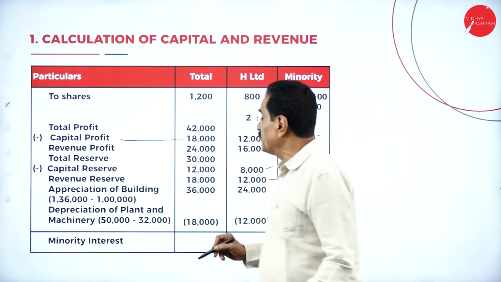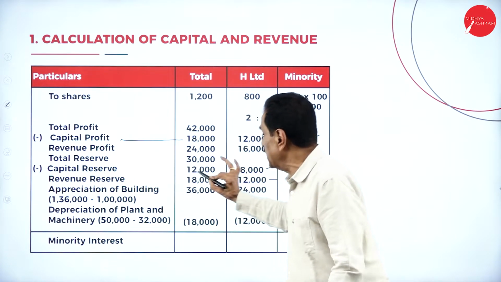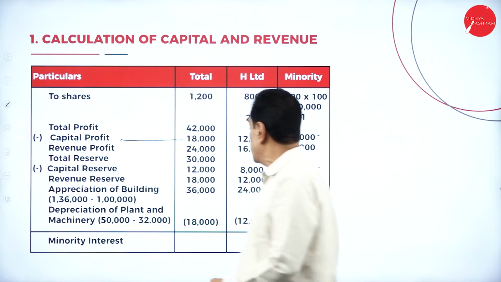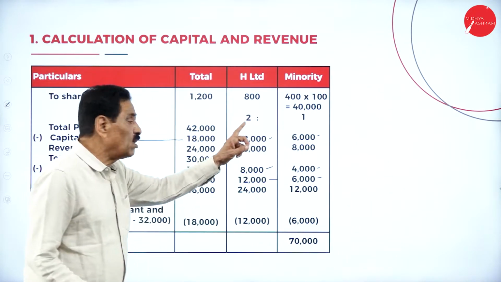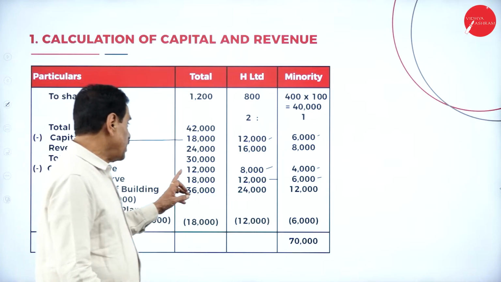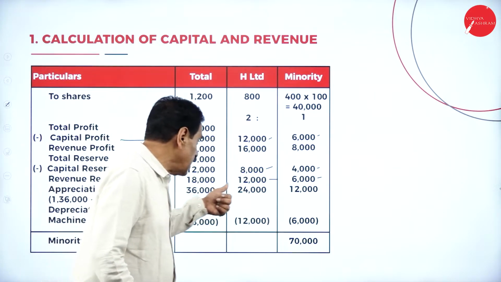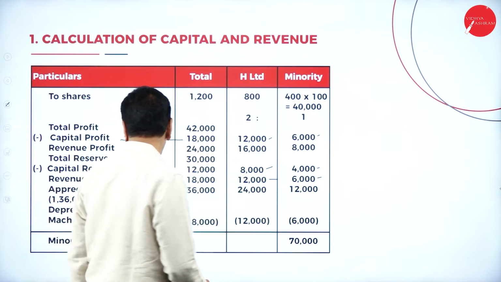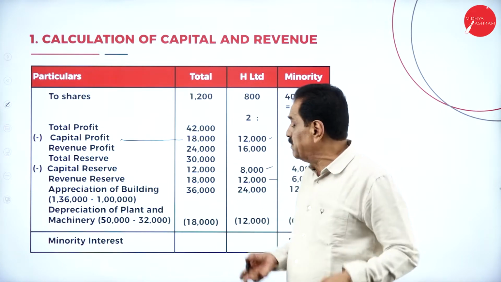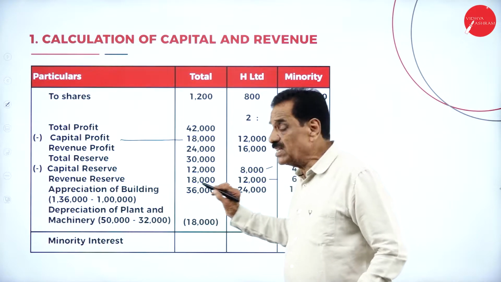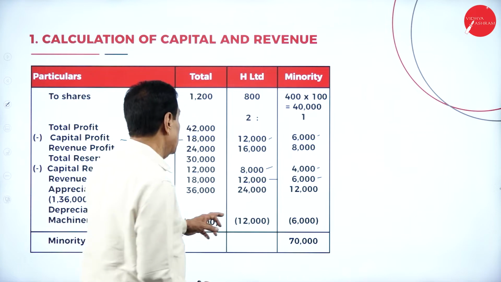The total reserve available is 30,000 minus capital reserve of 12,000. The balance 18,000 is called revenue reserve. Share this 12,000 in the ratio of 2:1. So H Limited gets 8,000, whereas the minority gets 4,000, and of the 18,000, 12,000 and 6,000. There was an appreciation of the building. 1 lakh became 1,36,000. There was an increase of 36,000 and another is 24.